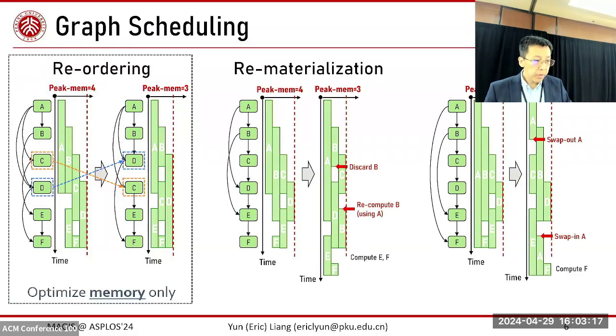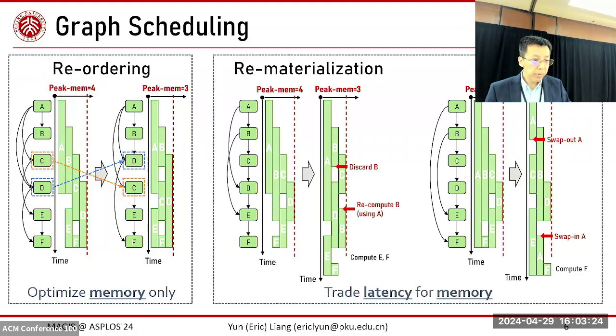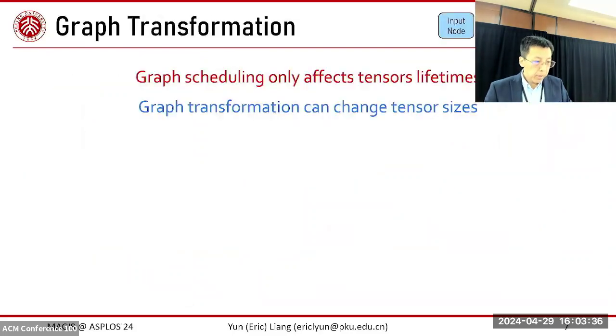For reordering, in general, it doesn't hurt the latency. It optimizes memory only. But for the last two, rematerialization and swapping, we trade latency for memory. As you can see, the latency is increased due to the overhead of recomputation and additional data transfer. So the graph scheduling I just presented only affects the tensor lifetimes. Another technique is called graph transformation. We can mutate the tensor structure and the tensor size.